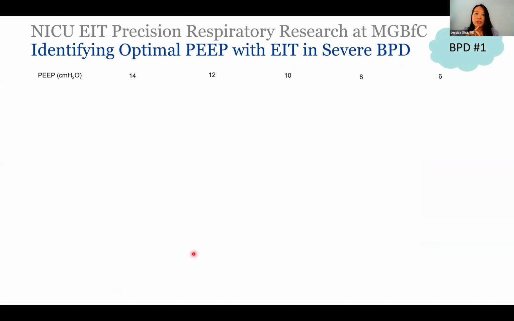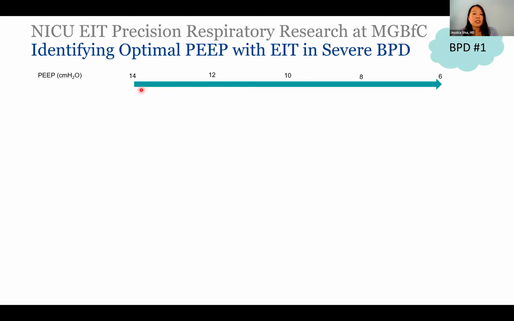So this is how our experience was. For this first patient, he was on a PEEP level of 14, and there was clinical concern that he was overdistended. This was after receiving a tracheostomy, so the team wanted to know what his new baseline should be now that he has a cuffed tracheostomy tube, what should be his new baseline setting for his optimal PEEP.